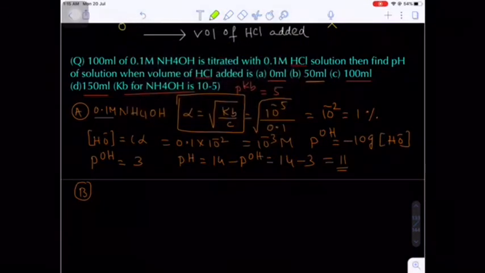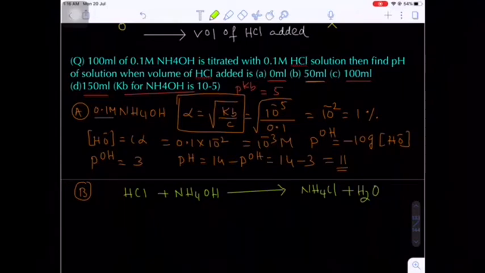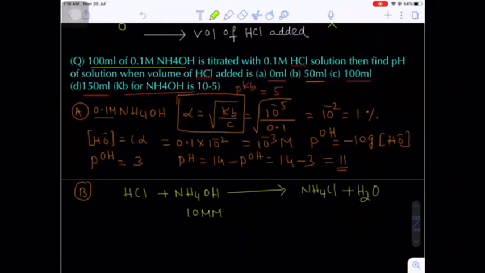Now next one, 50 ml of hydrochloric acid is added. Now write the expression for the reaction between the hydrochloric acid and ammonium hydroxide. Do you know the acid base reaction? When an acid combines with a base it forms salt and water. Hydrochloric acid combining with ammonium hydroxide gives ammonium chloride, that is NH4Cl, plus H2O.